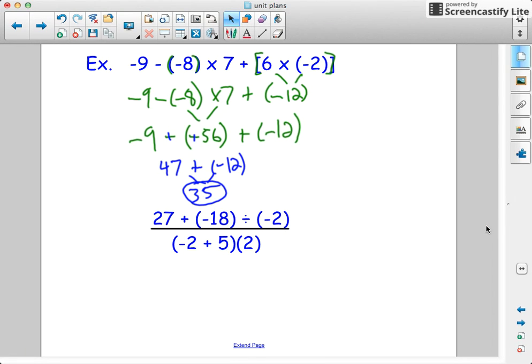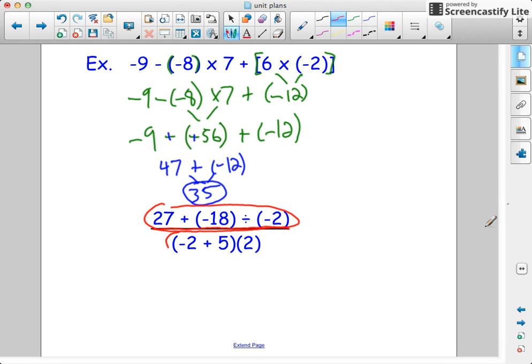This question on the bottom is a little bit different. It has a big divide sign here. So what that means is I'm going to do the top and the bottom completely separate, and then at the end I divide it. So let's do the top over here. So on top I have 27 plus -18 divided by -2. Well, I have to do my divide first. So I would have 27 plus, -18 divided by -2 is positive 9. Okay, so that turns into 36.